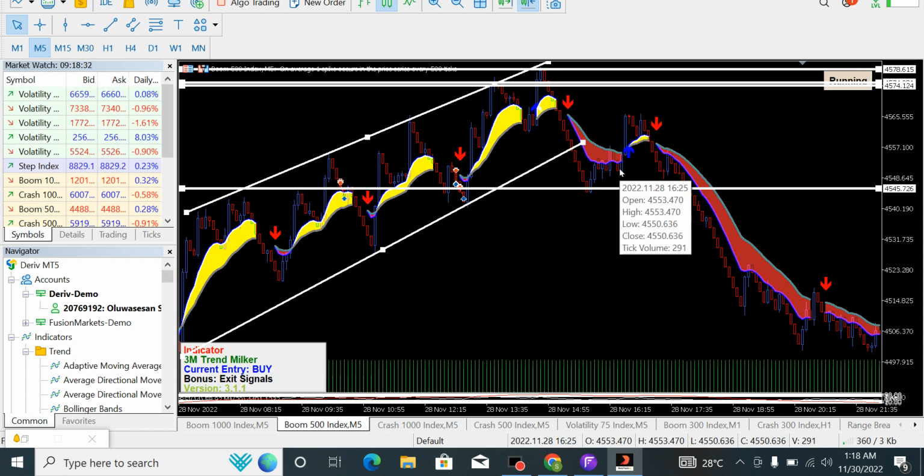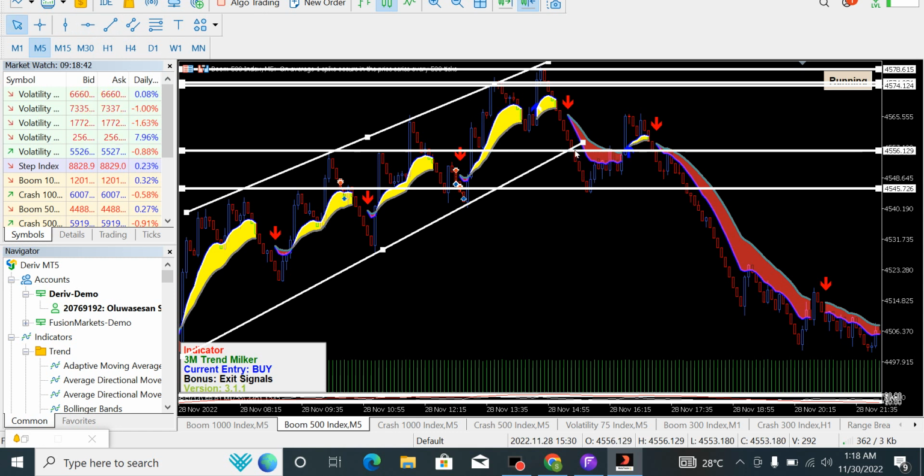So this is what I usually do. Let's say I decide to come in around here. Let me use another horizontal line for that. I will have to trade this asset and close it before it gets to this support zone.